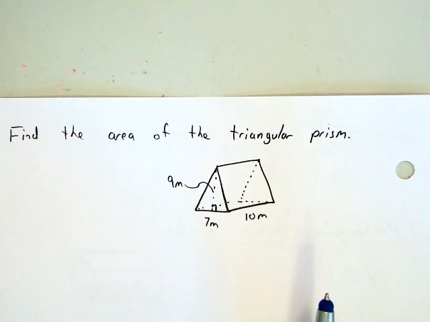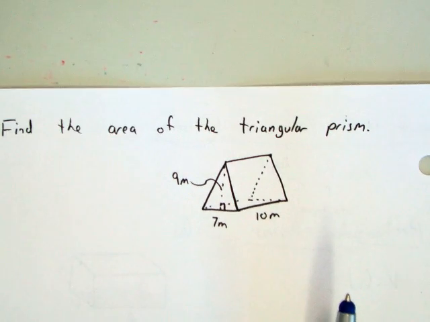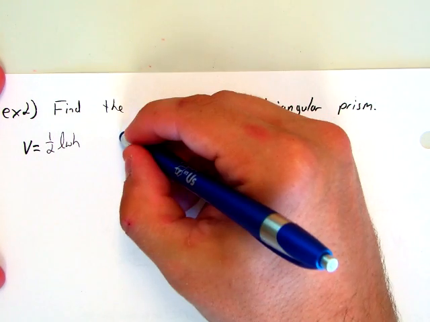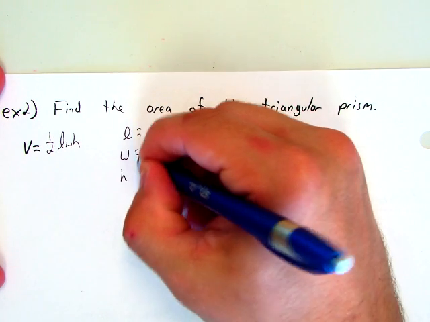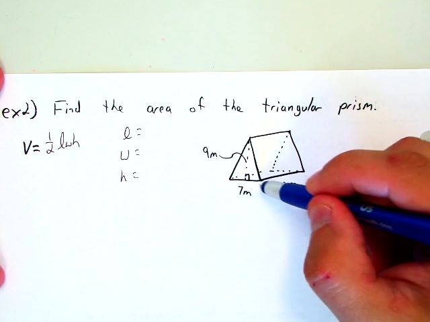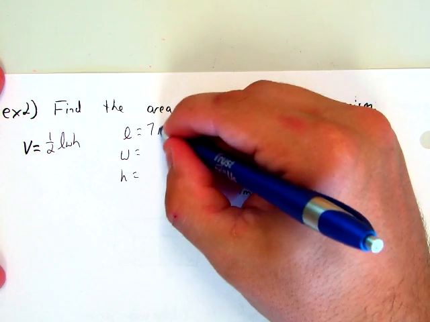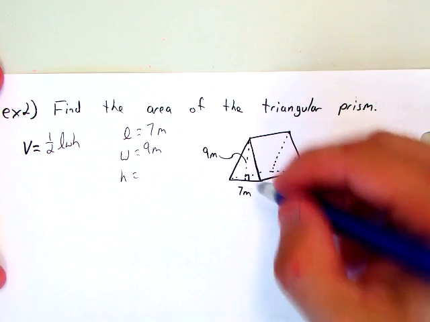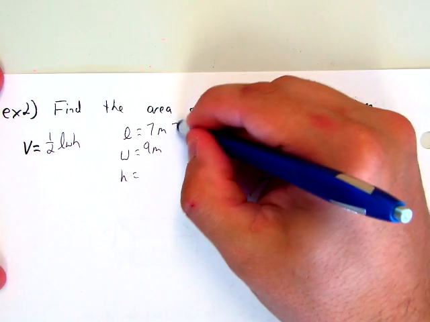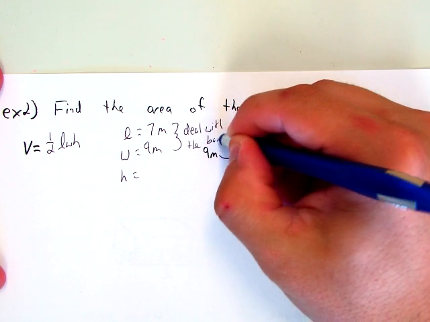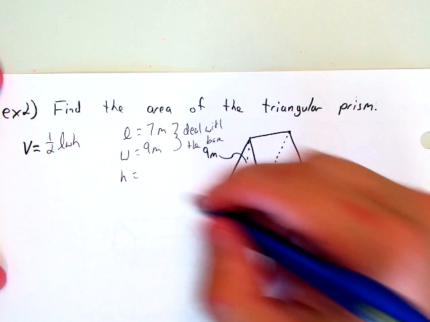So let's utilize this information to help us with example 2. It says find the area of the triangular prism. So again, I'm going to write down my formula and figure out what each variable represents. So the length, this is going to be along the base here. This is 7. The width, that's this one right here. And then the height of the prism is right here. So essentially, these two deal with the base. And the other dimension is the height, so we'd have 10.